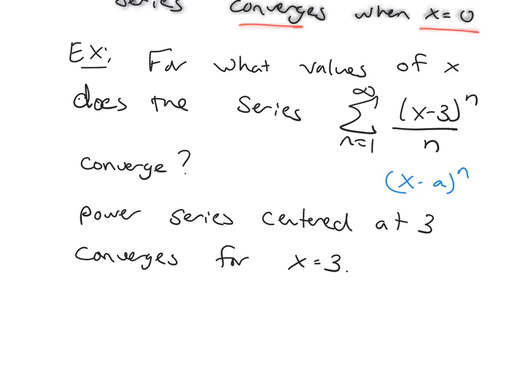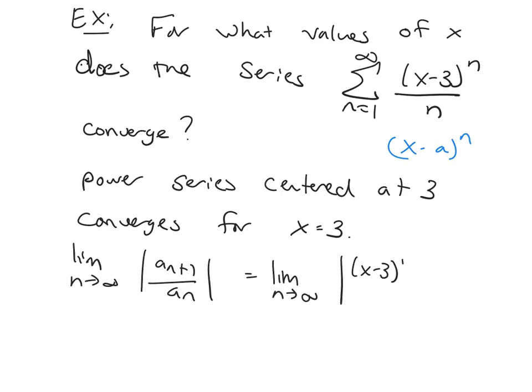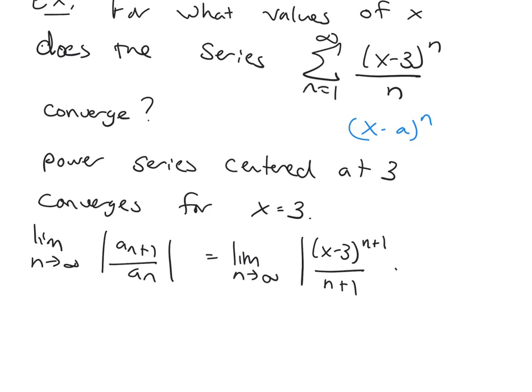This one doesn't have a factorial like the last one. It's not a dead giveaway that we should use the ratio test, but pretty much in all of these power series, you're going to use the ratio test. Okay? So let's do that. I'm going to take the limit of a n plus 1 over a n, which is x minus 3 to the n plus 1 over n plus 1, times, I have to divide by a n, so I flip the fraction.